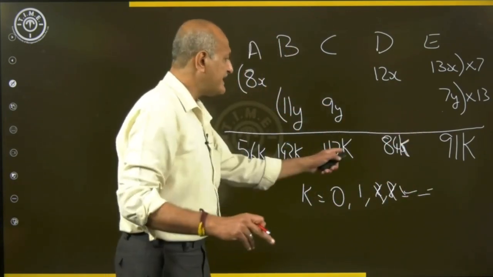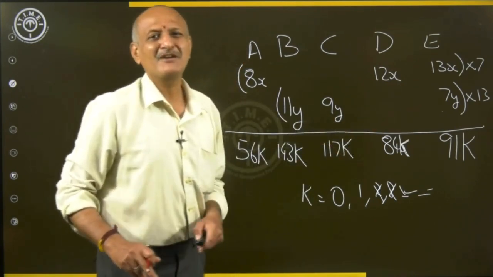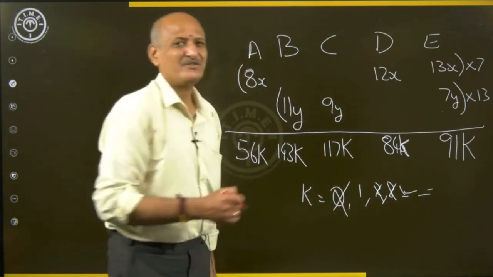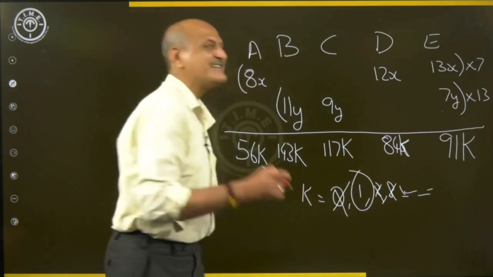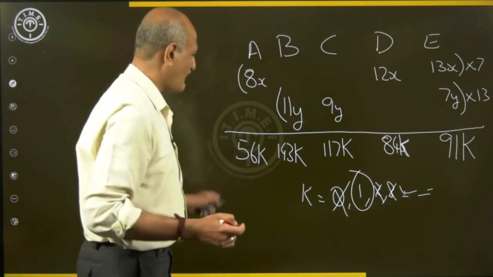In the same manner, can k be equal to 0? If k is equal to 0, all the numbers will be equal to 0. That is completely invalid. So k cannot be equal to 0 here. So what is the valid number for k? The only number we have for k is 1. So that's it.